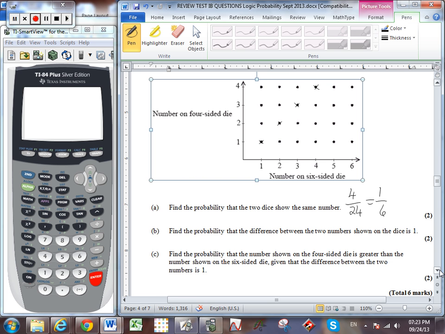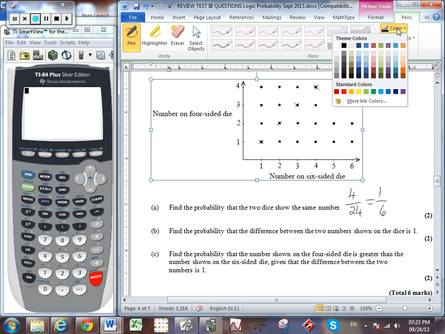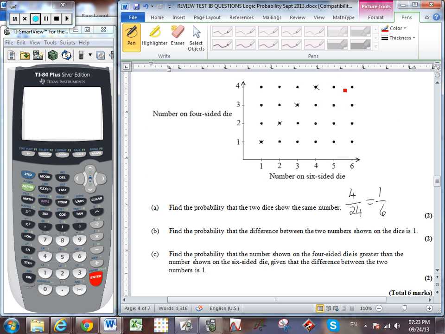So the difference between the two numbers must be 1. Let's indicate these ones now. I'll use a different color so that we do not get confused with what I've already been doing. So if the numbers are going to be different by 1, that could be, say, a 1 and a 2. Because 1 and 2 are different by 1, aren't they?